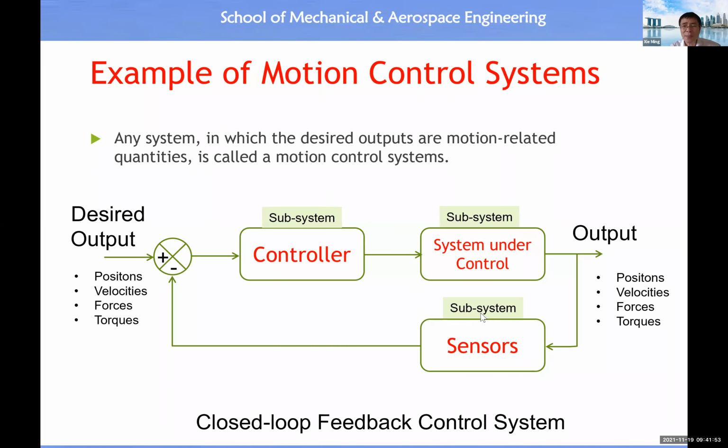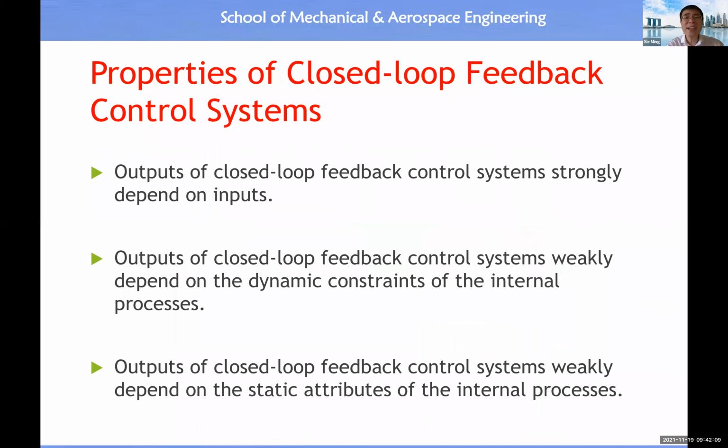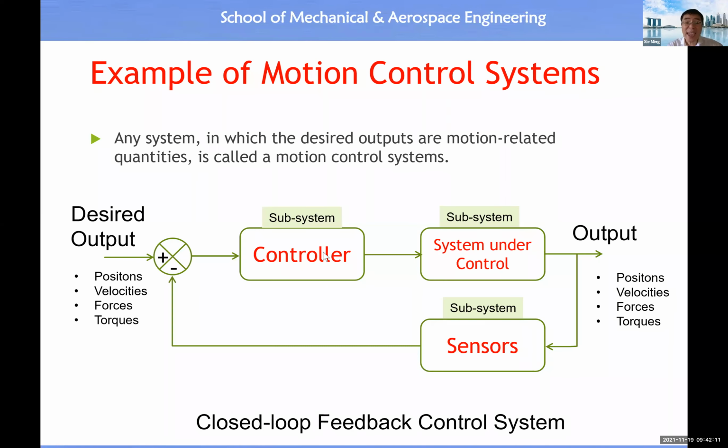So this means that even if some kinematic or dynamic parameter of your robotic arm changes, it will not affect the output, because this controller will always make this become zero, okay? So in this sense, any controller will achieve robustness of operation for your robot.